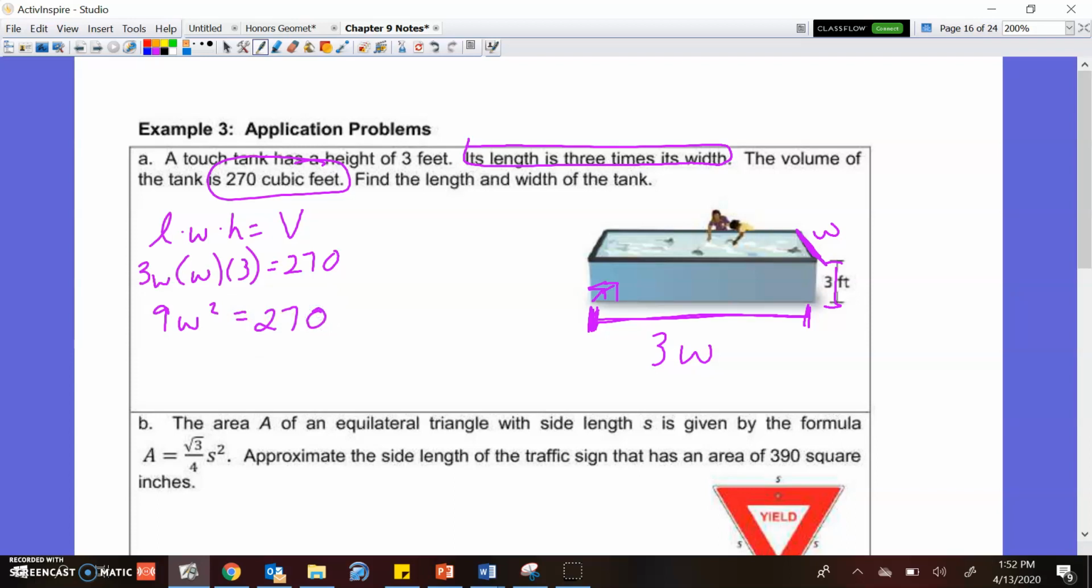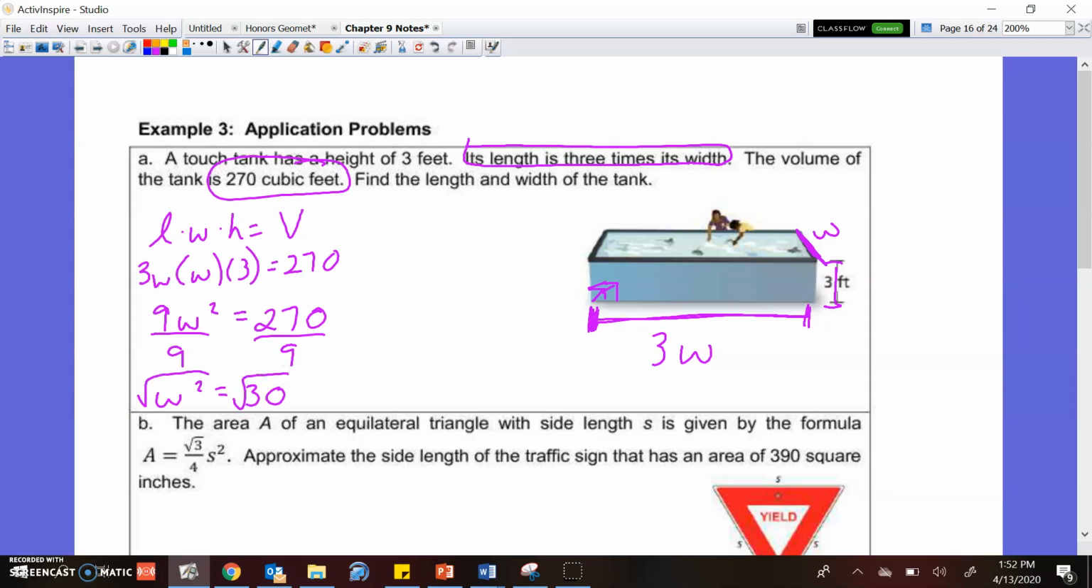Now we're going to solve this using square roots because this is a lot like those ones we just did. There's no W term. So my first step is to divide by 9. So now I have w squared equals, now 27 divided by 9 is 3, so 270 divided by 9 is 30. Okay, I can just go ahead and add that 0 on.